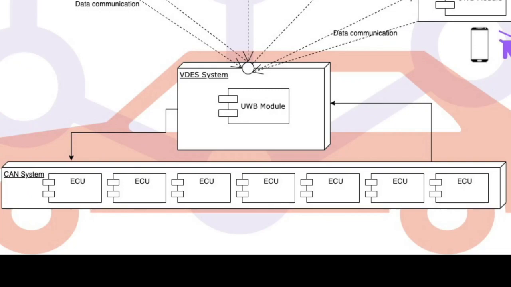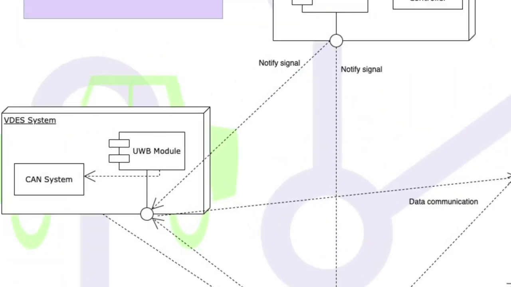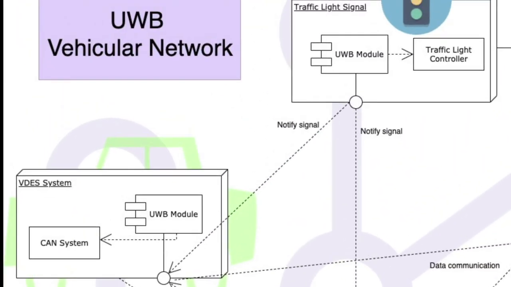The VDE system is a combination of the UWB module and the CAN system, which is all internal within the vehicle. The system gets its input from the CAN system by reading the data from the vehicle's ECUs, which monitors each of its parts. Other inputs come from infrastructure such as traffic signals and other vehicles enabled with the VDE system.